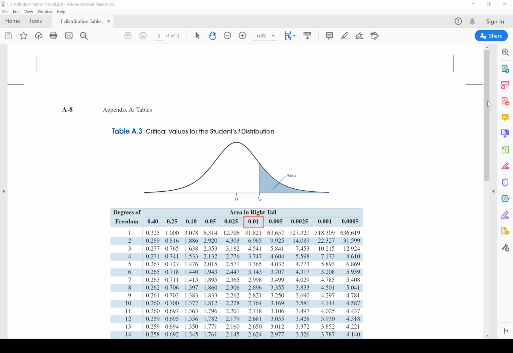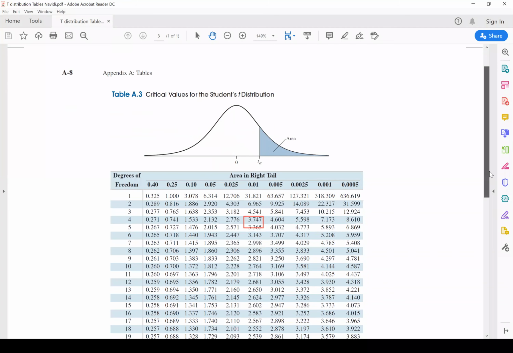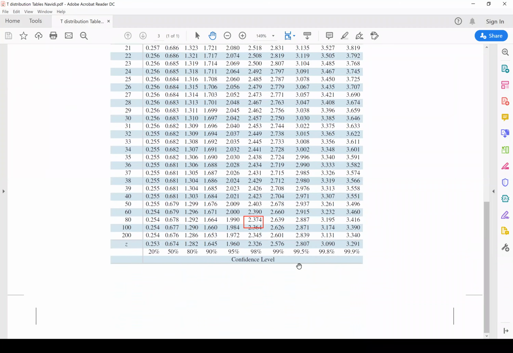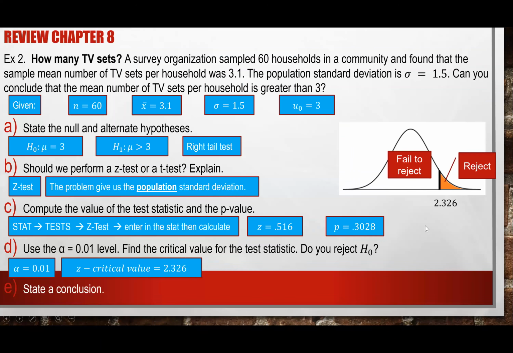If you go all the way to the bottom, that's the furthest I can go. My Z is 2.326. That is my critical value right here. Once I have that critical value, that is my boundary, right? We already made the decision that we do not reject. The Z is just to verify that the Z is somewhere here, and if it's here, it's under the fail to reject, so the result is the same.